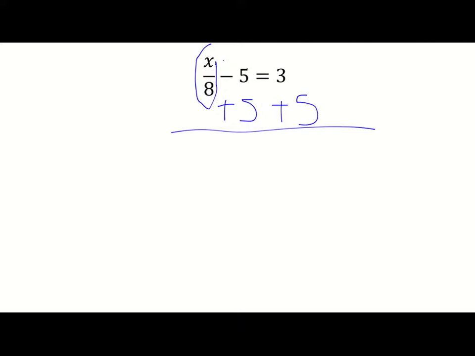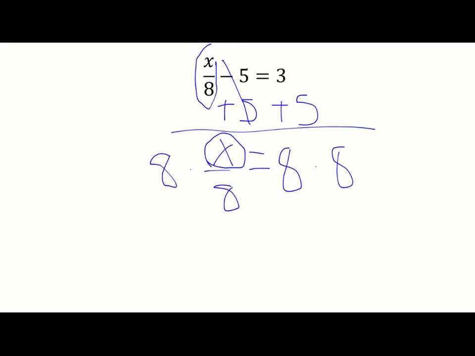When I add 5 to both sides, they're going to cancel each other out on the left side, so I'm just left with x over 8. And on the right, 3 plus 5 is going to equal 8. Now, since this problem has a fraction in it, when I go to isolate the variable x, my second step is to get rid of the division. So since x is currently being divided by 8, I'm going to multiply both sides by 8 to undo that operation.